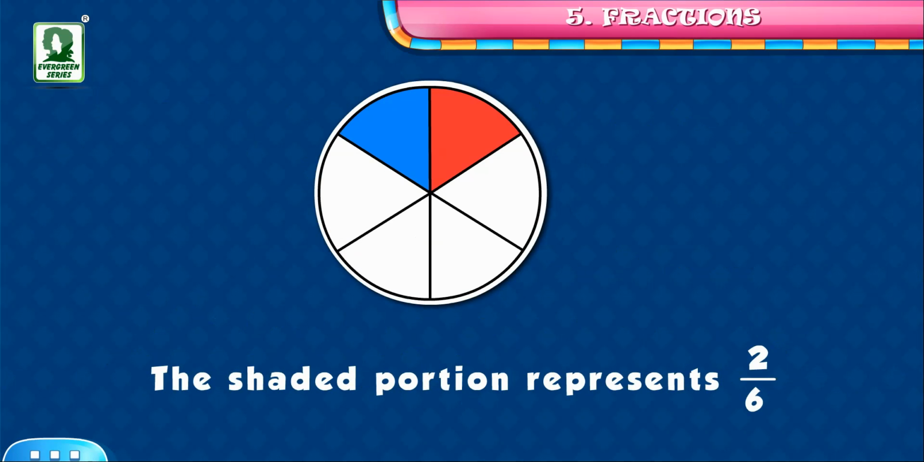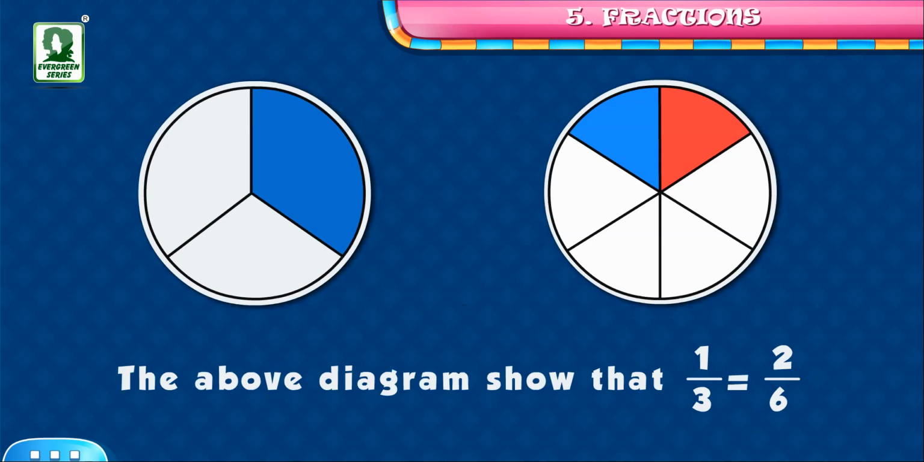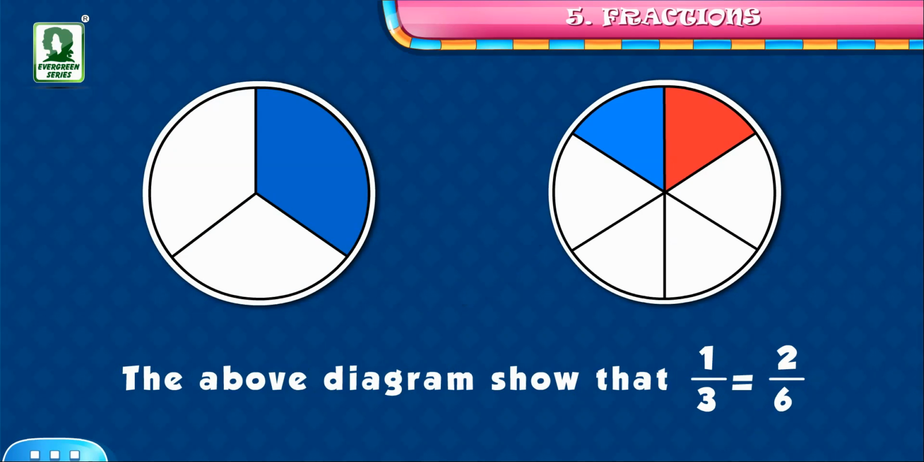Circle. It is divided into 6 equal parts. 2 parts of circle are colored. The shaded portion represents 2 by 6. If we compare both circles, then we find that 1 by 3 is equal to 2 by 6.